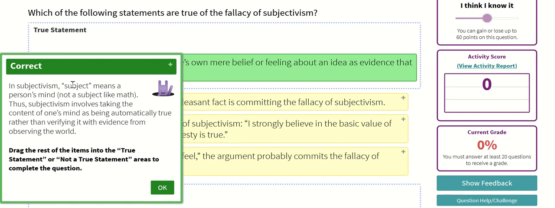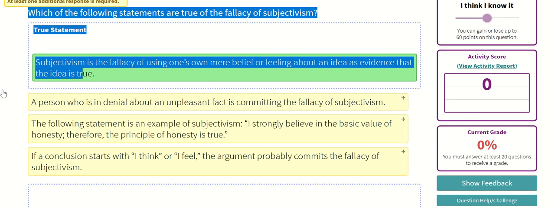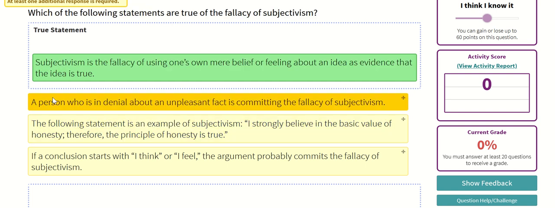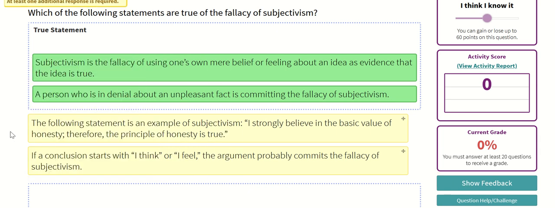In subjectivism, subject means a person's mind, not a subject like math. Thus, subjectivism involves taking the content of one's mind as being automatically true rather than verifying with evidence from observing the world. Okay. A person who is in denial about an unpleasant fact is committing the fallacy of subjectivism. You could say that. I mean, why not? Correct. Denial is the conscious or subconscious thought process: I don't want this to be true, so it isn't.